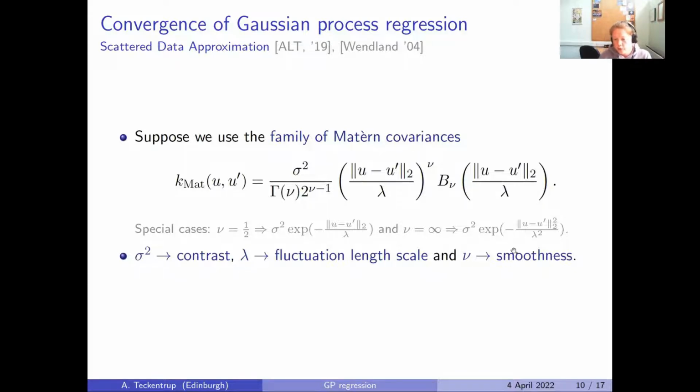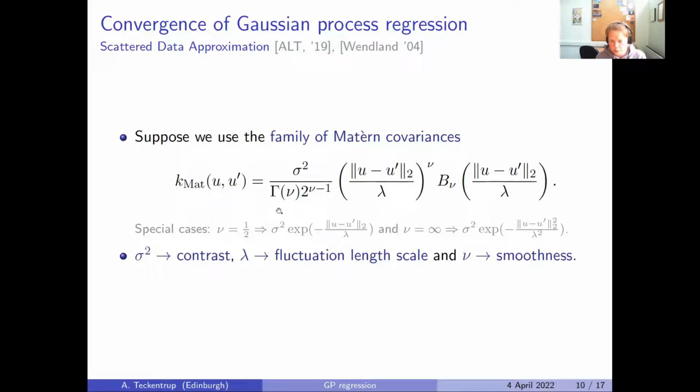And then there's the nu, which is related to the smoothness, so related to how many derivatives your function f has as a function of u. So the general formula looks quite horrible. You have the gamma function here, and then here this is a Bessel function. It does simplify in special cases. So for special values of the parameter nu, it does simplify.